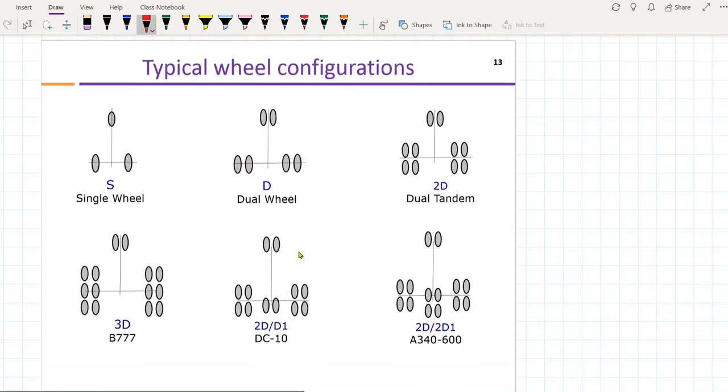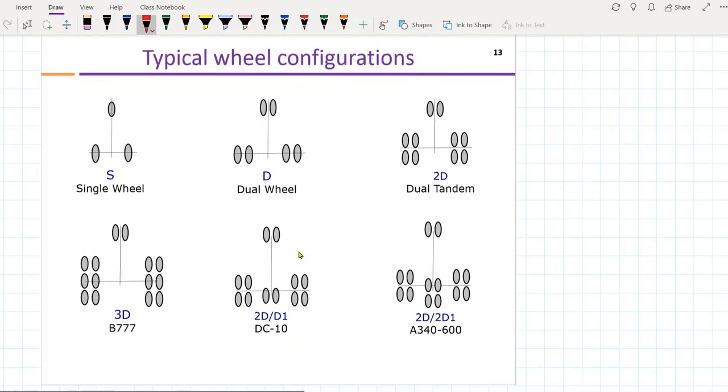Okay, here are some of the typical configurations. If it is a single wheel, then there is one wheel on one side of the body and on the other side. In case of dual, there are 2 wheels on one side, 2 wheels on the other. If it is dual tandem, this configuration is actually 2D. So there are 4 wheels on one side and 4 on the other side.